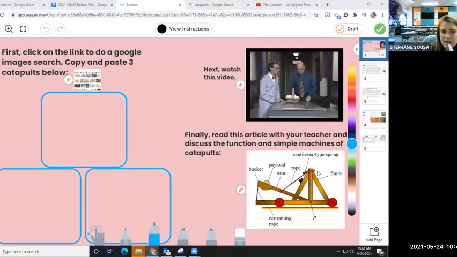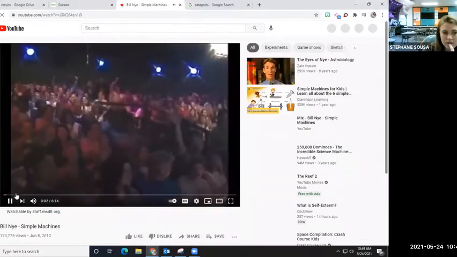All right, so you have taken a look at your catapult pictures. Now we're going to take a look at a real life example of a catapult from the one and only Bill Nye the Science Guy. Here is a real life catapult. Just observe what you notice. See how he talks about creating his catapult. What challenges did he face? Here we go.